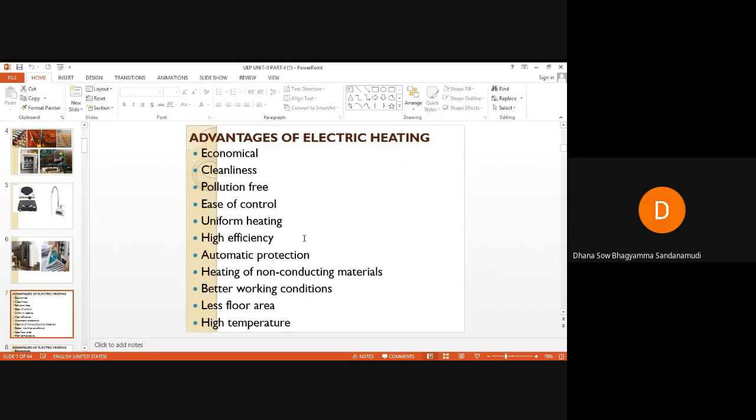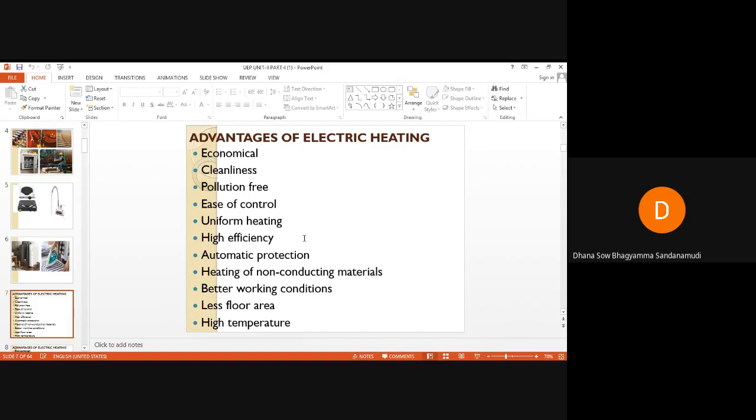The next advantage is that it is pollution free. As there are no flue gases in electric heating, the atmosphere around is pollution free. There is no need to provide space for an exit. If we are using some non-electric source, for example coal, for heating, then the fumes coming out of the coal must be provided with some exit to send them into the atmosphere. Such exits are not required for electrical heating.